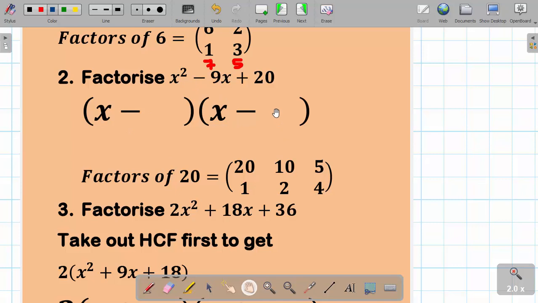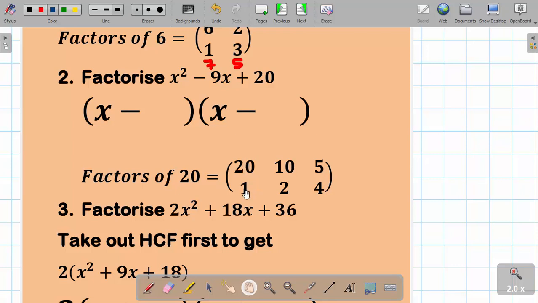Now from there, I look for the factors of 20. That means the numbers which I multiply to get what? To get 20. For example, 20 times 1 is 20. 10 times 2 is 20. 5 times 4 is 20. Now, not only that, I must check which of the pairs, when I add, I get the middle term. The middle term here is 9.